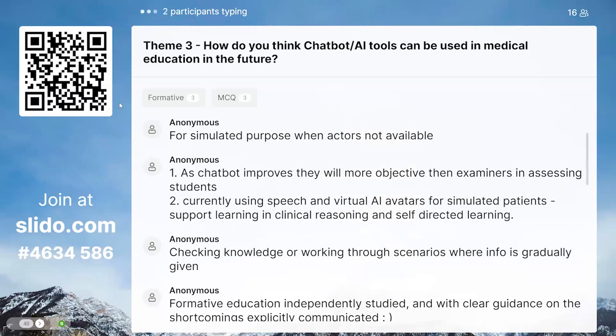Yep. So I think that there are two more people typing, so I'll just see what those responses are. But I can see that the main themes that I'm seeing here are MCQs, virtual patients, and checking knowledge. So a lot of revision as well as assessment in terms of MedEd. Okay.